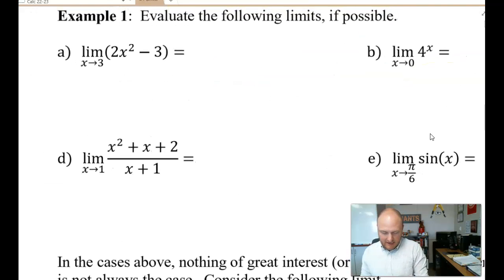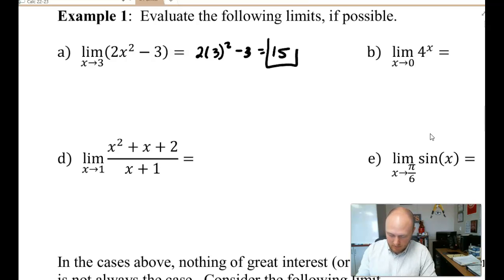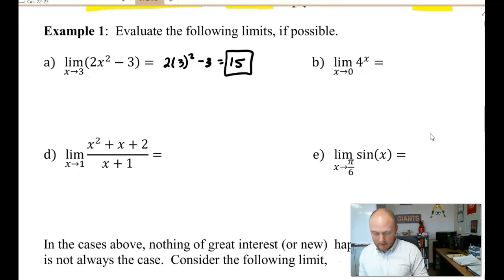So let's look at example number 1, where they say evaluate the following limits if possible. A, what's the limit of 2x squared minus 3 as x approaches 3? All I'm going to do is plug in 3 and see what I get. So I get 3 squared, 9, times 2 is 18, minus 3 gives us 15. 15, there's the limit.